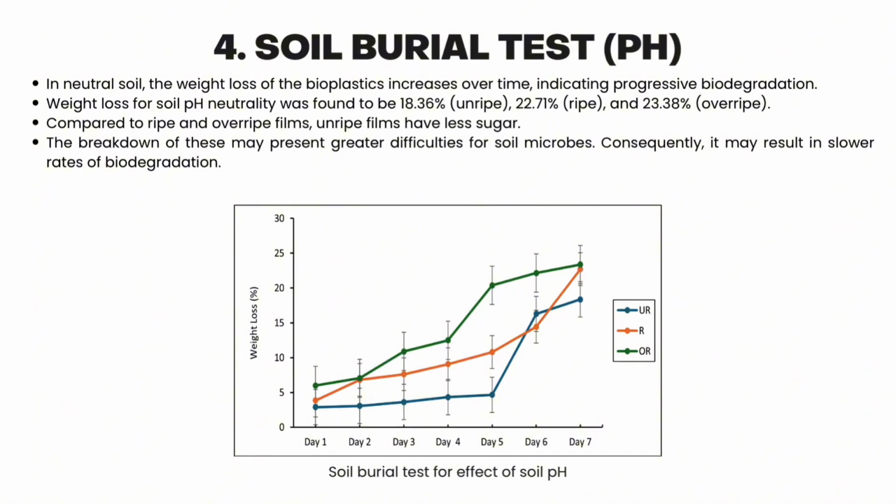This is because unripe films contain less sugar compared to the ripe and overripe films. Since sugars serve as an easier food source for soil microbes, the lower sugar content in unripe bioplastics made them harder to break down. As a result, the biodegradation process is slower for unripe films. The difficulty in breakdown means that microbes in the soil take longer to degrade unripe bioplastics, while the higher sugar content in ripe and overripe films accelerates the process, leading to a faster rate of biodegradation.